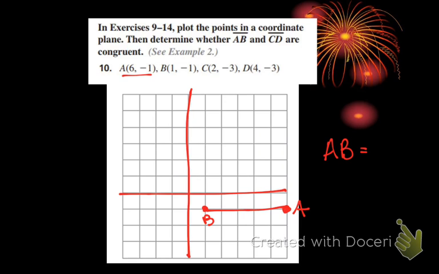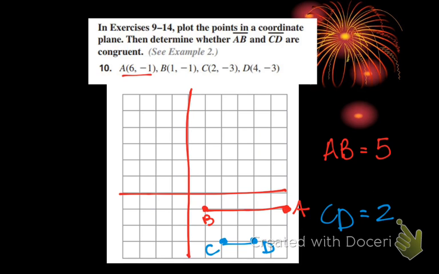5. How do you know that? 6 minus 1. Yeah, you can do that. Or you can count. Same thing. Letter C is 2, -3. So over 2, down 3. And then D is 4, -3. So we can already tell that they don't look great. What is the measure of CD? 2. So are they congruent?